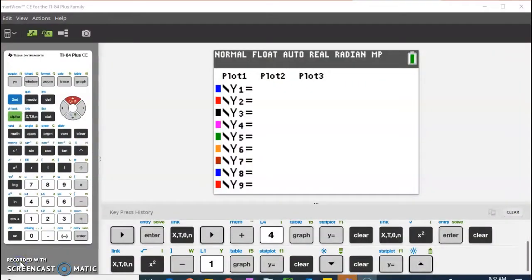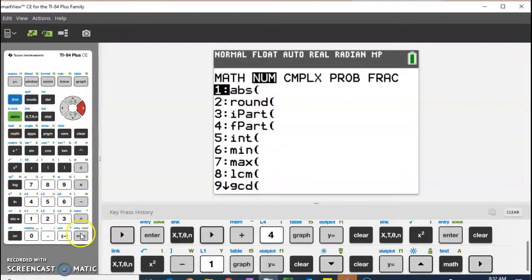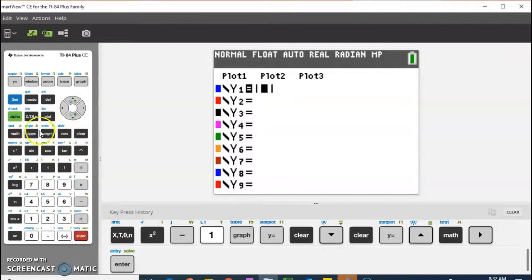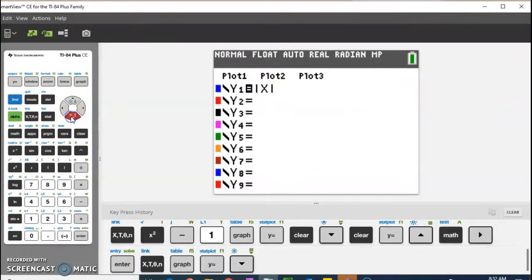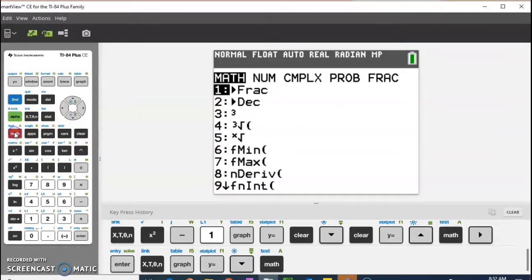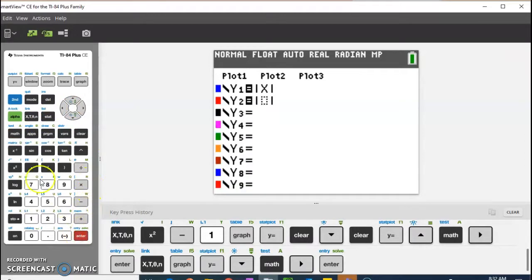All right, for this first one, we're going to do the absolute value. So that's the math button. Go over to the word number, and absolute value is the first choice. I'm going to put the absolute value of x. Let's look at that graph. It is indeed a V-shaped graph. Then I'm going to go to y2, and once again do absolute value of x. And then that plus 4 is outside of the absolute value sign.